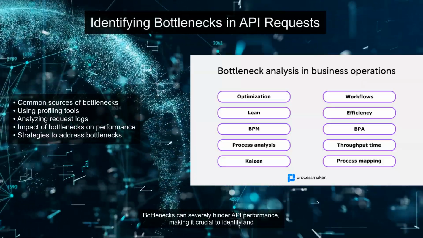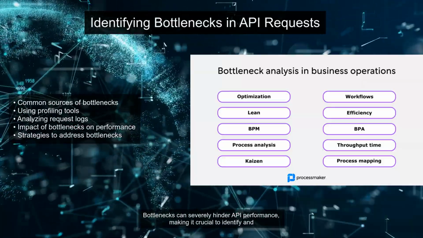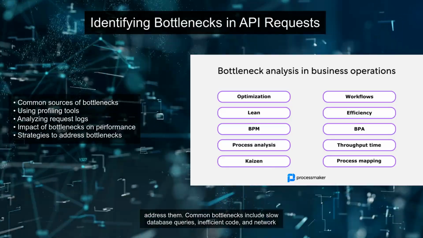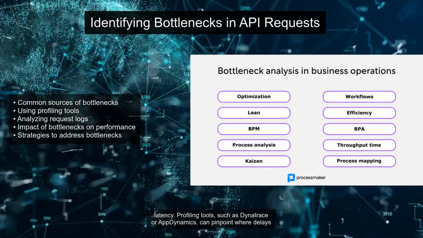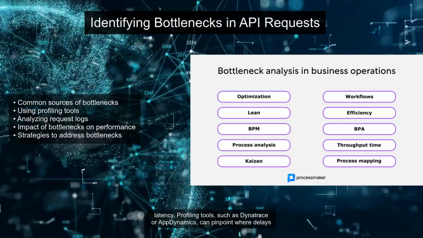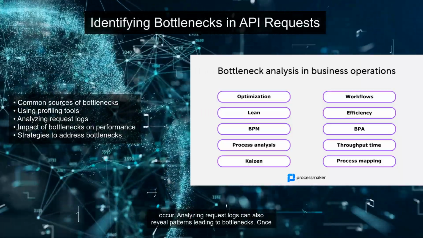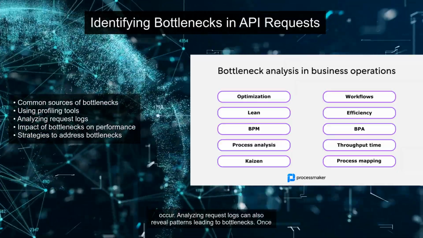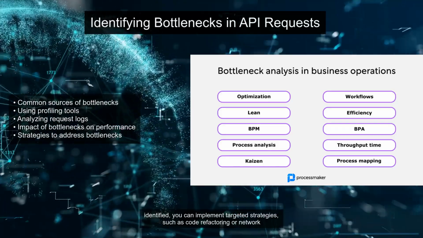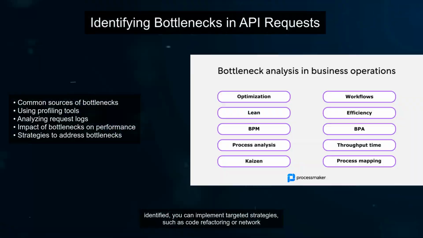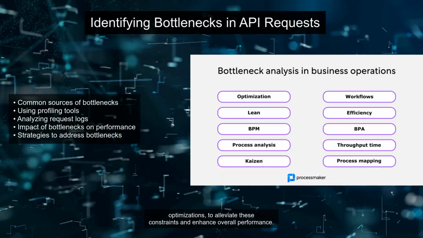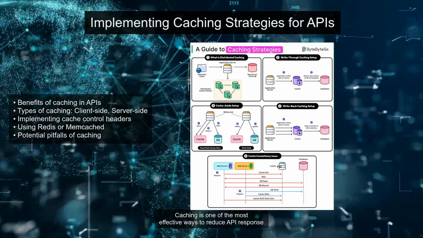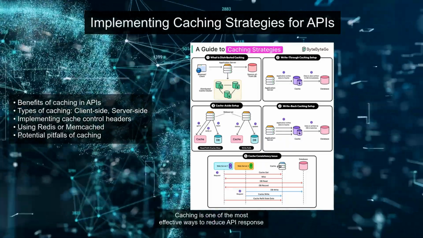Bottlenecks can severely hinder API performance, making it crucial to identify and address them. Common bottlenecks include slow database queries, inefficient code, and network latency. Profiling tools, such as Dynatrace or AppDynamics, can pinpoint where delays occur. Analyzing request logs can also reveal patterns leading to bottlenecks. Once identified, you can implement targeted strategies, such as code refactoring or network optimizations, to alleviate these constraints and enhance overall performance.